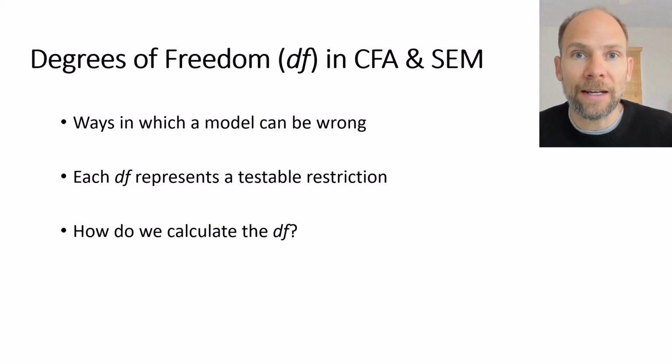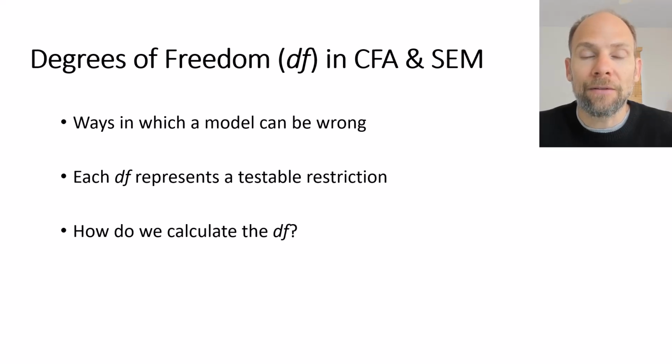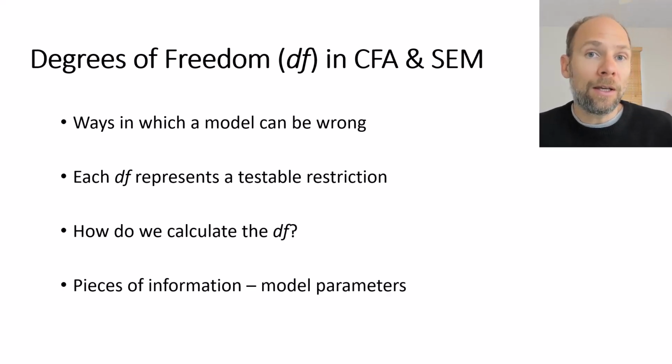How can we find out how many restrictions there are in a given model? In general, degrees of freedom are calculated as the number of pieces of information minus the number of freely estimated model parameters. So it's as simple as that.